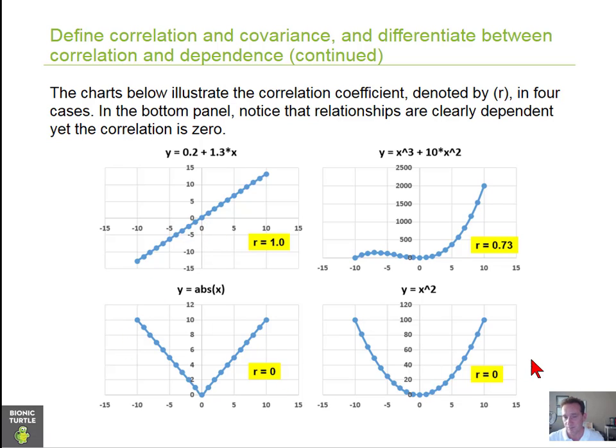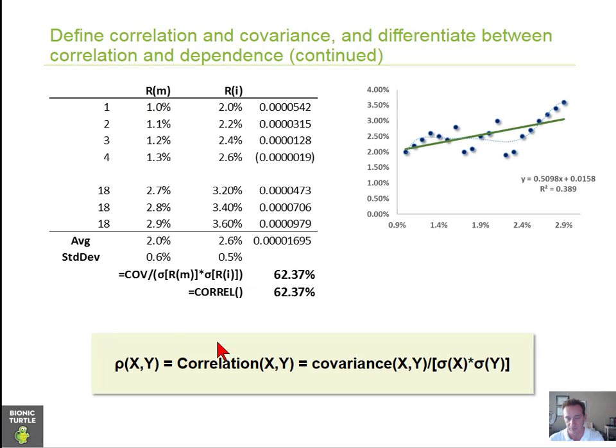But look down here in the bottom panel. There is a relationship. There is a dependence between x and y, but because there's a dependence, we cannot say that they are correlated. In fact, mathematically, because correlation is a measure of linear dependence, the correlation is 0 or pretty close to 0 in both cases. So I hope that makes a persuasive case for the difference between those terms.